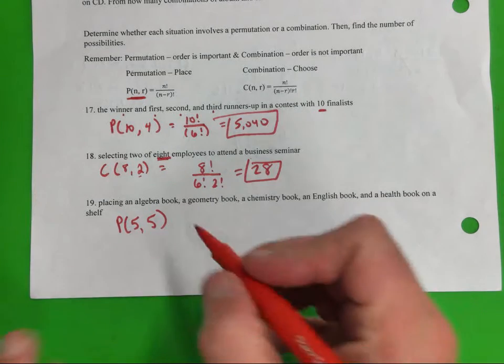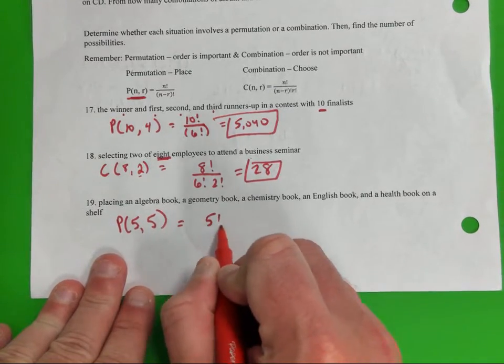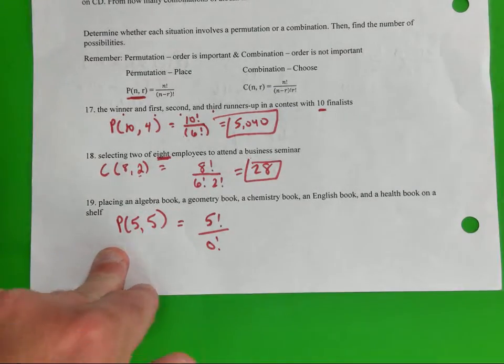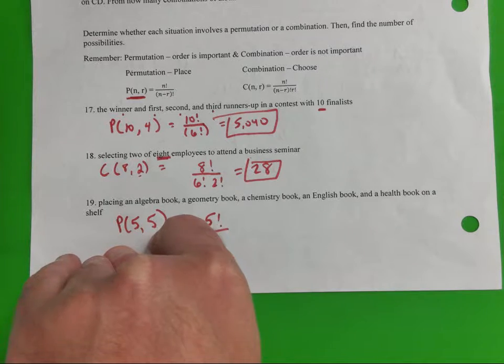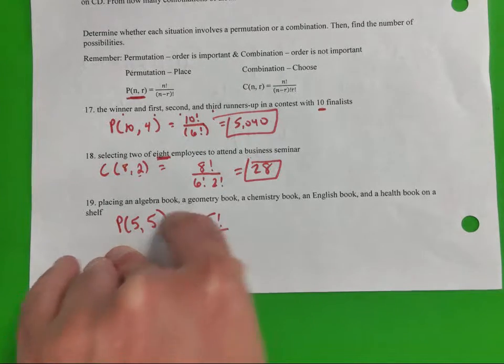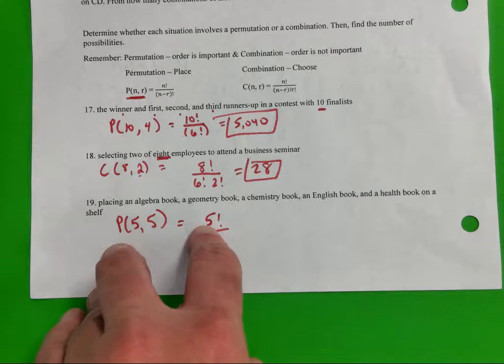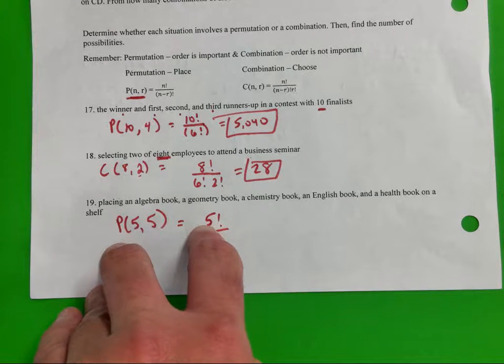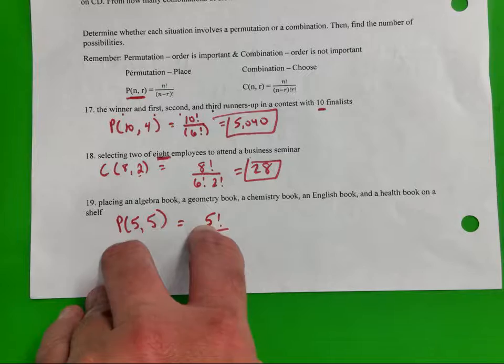Alright, so let's talk about how we do this. So that's going to be 5 factorial over 0 factorial. Remember what 0 factorial is? What's our accepted value for 0 factorial we learned? 1. So anything divided by 1 stays the same. So all you've got to do is worry about 5 factorial. What's 5 times 4, times 3, times 2?